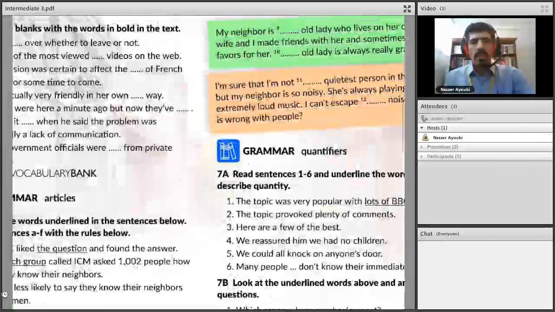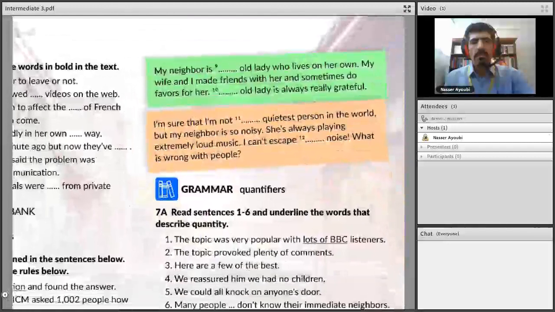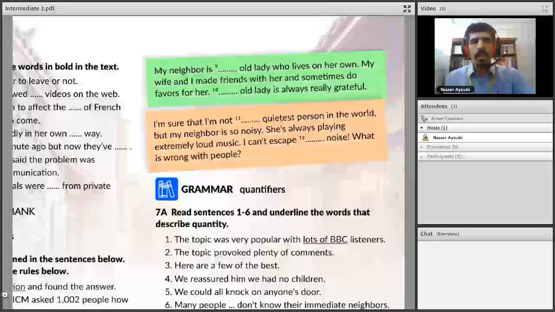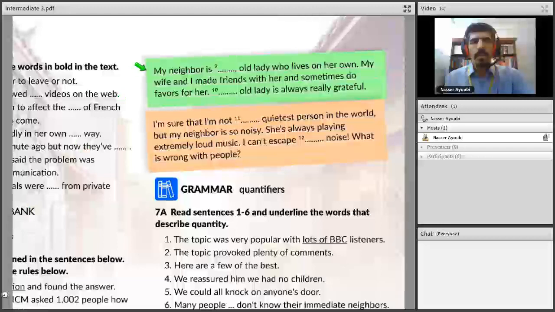Next one. My neighbor is an old lady who lives on her own, alone. My wife and I made friends with her and sometimes do favors for her. The old lady is always really grateful. Grateful is someone who appreciates. If you do something for somebody and they are grateful, they thank you.